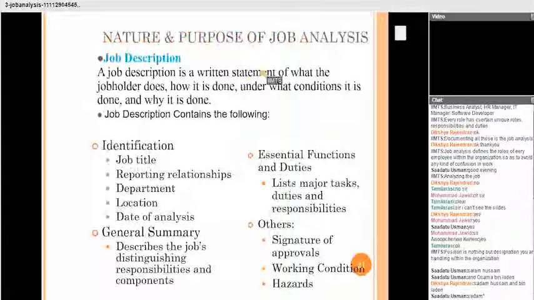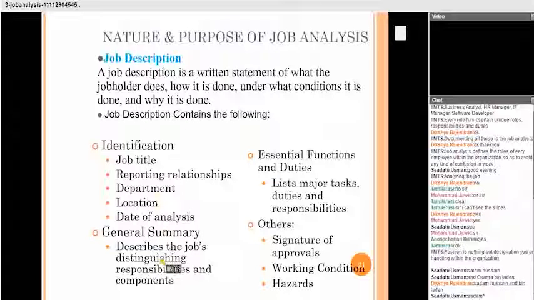Job description. A job description is a written statement of what the job holder does, how it is done, under what conditions it is done, and why it is done. So a job description contains the following: identification, job title, reporting relationships, department, location, date analysis.